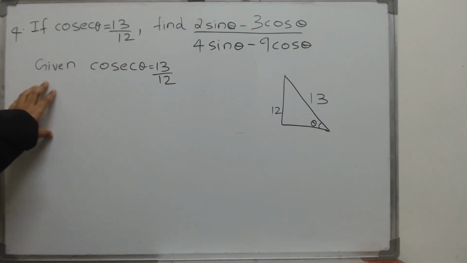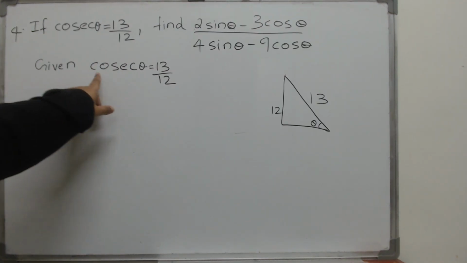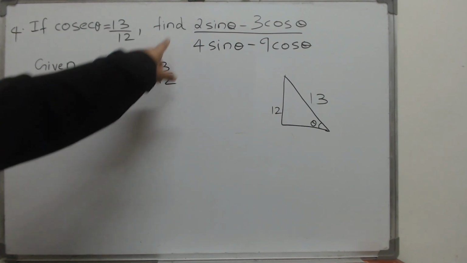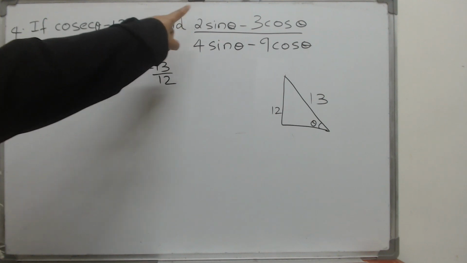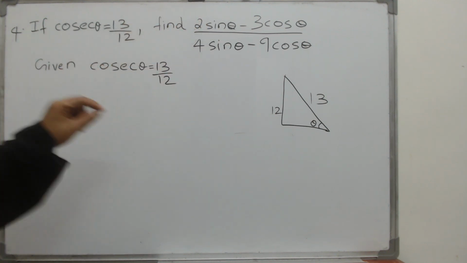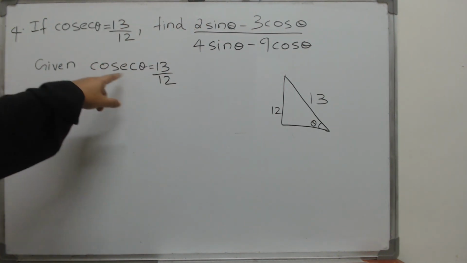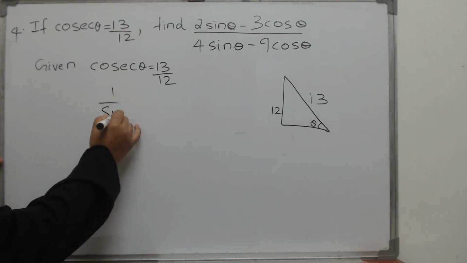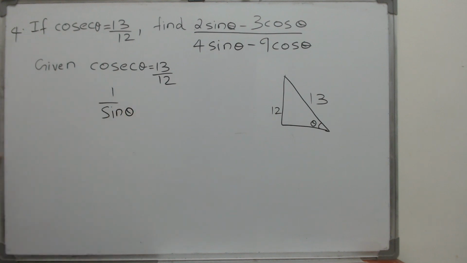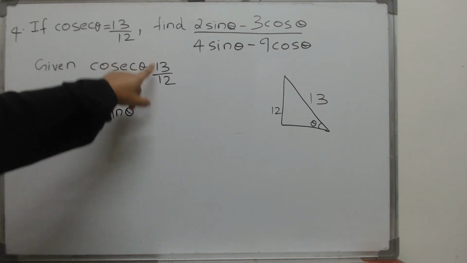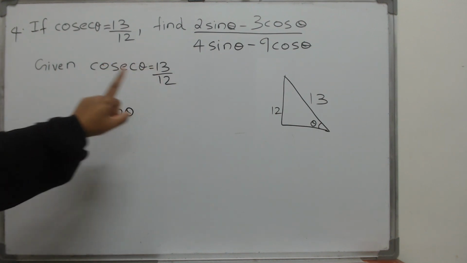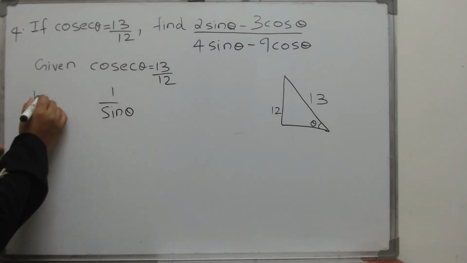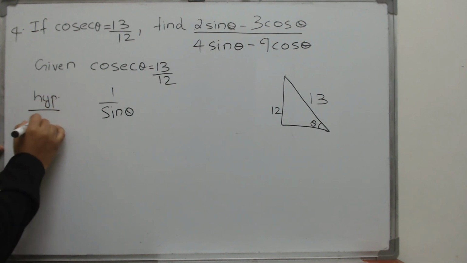Now this is our fourth question. We are given the value for cosec theta. Using this we have to find the value of such an expression. Now usually what do we take cosec theta to be? We take cosec theta to be 1 by sine theta. But then when you are given a numerical value, do not take it like this. Instead, take this as hypotenuse by opposite side.